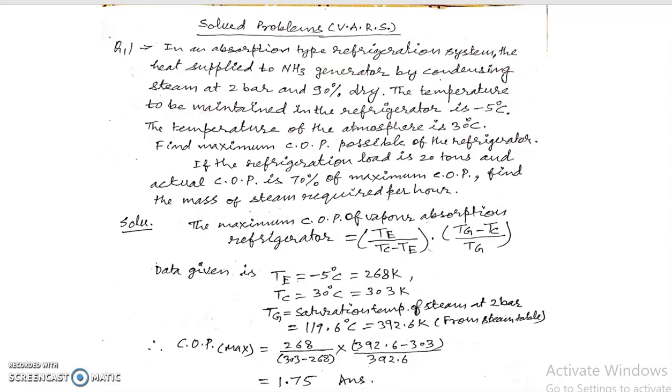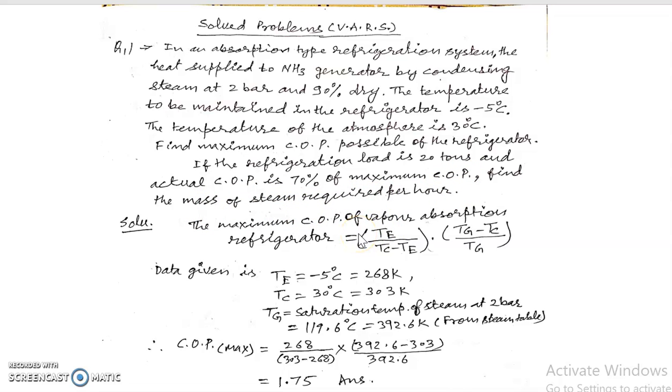The numerical is that in an absorption type refrigeration system, the heat supplied to the NH3 generator by condensing steam at 2 bar and 90% dry. The temperature to be maintained in the refrigerator is -5 degrees Celsius. The temperature of the atmosphere is 30 degrees Celsius. Find the maximum COP possible of the refrigerator. If the refrigeration load is 20 tons and the actual COP is 70% of the maximum COP, find the mass of the steam required per hour.